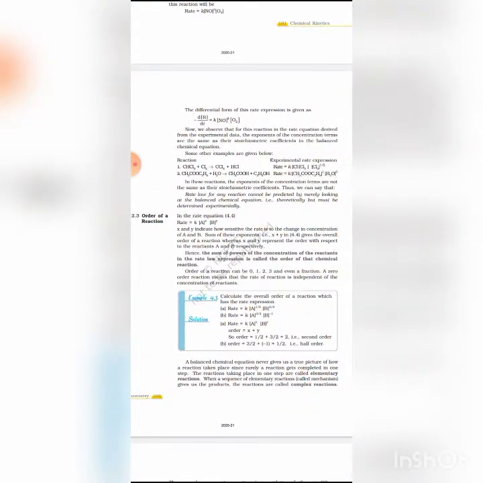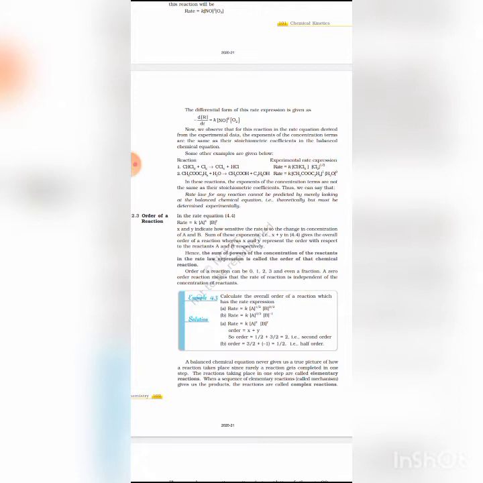So, order of the reaction may be defined as the sum of the powers of concentration of the reactants in the rate law expression. Okay, and units of rate constant: concentration by time into 1 by concentration to the power n, that is, concentration to the power 1 minus n into time inverse. Okay.